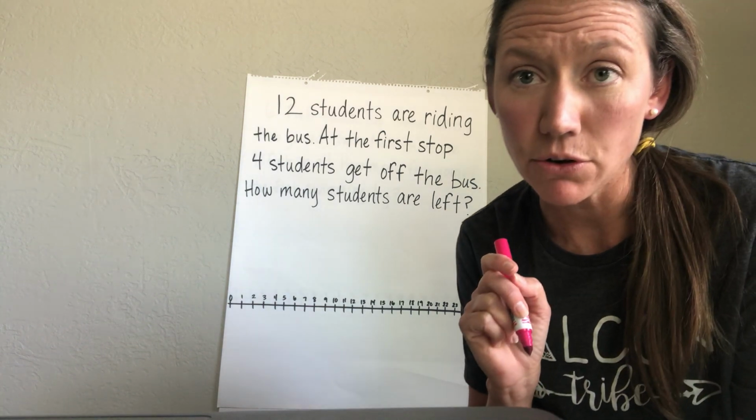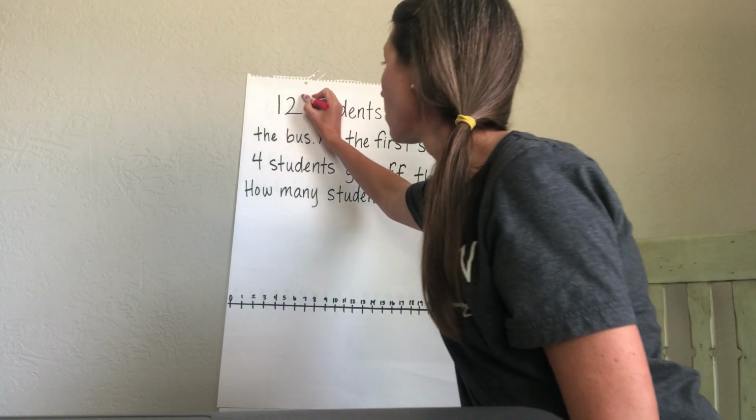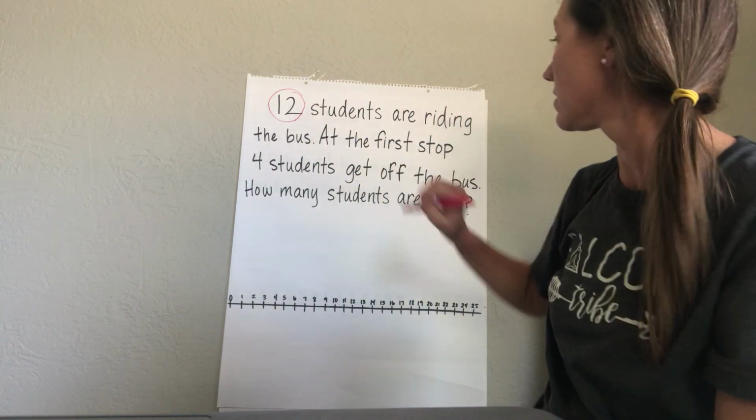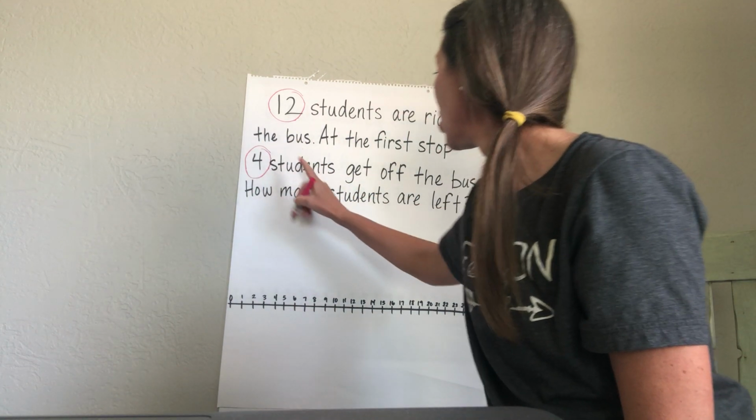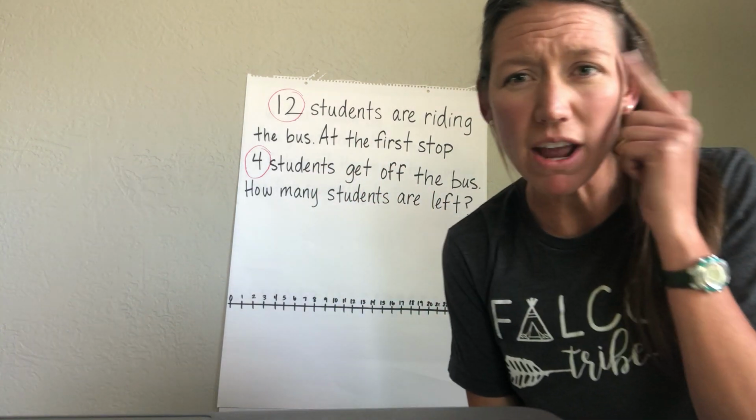Okay, so first I'm going to circle what I know. I know there were 12 students on the bus, and then it looks like 4 students got off. So think about what it means.